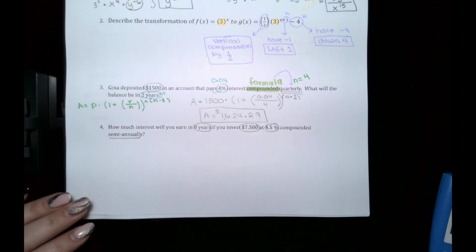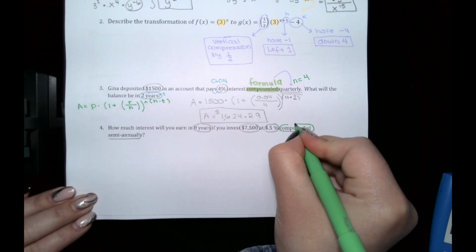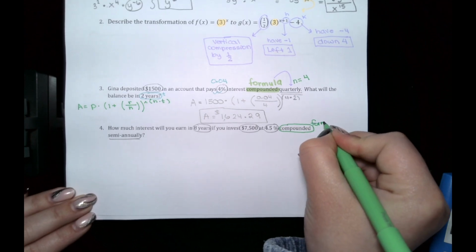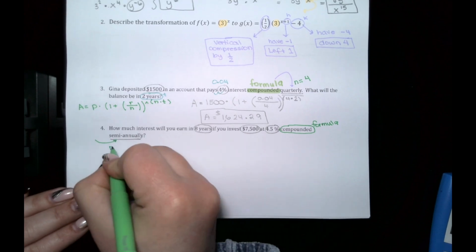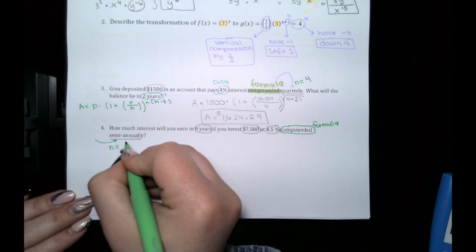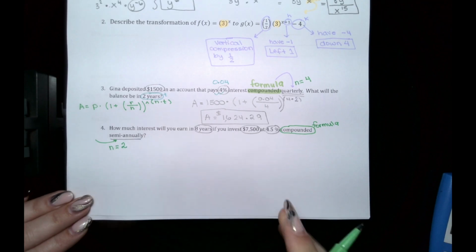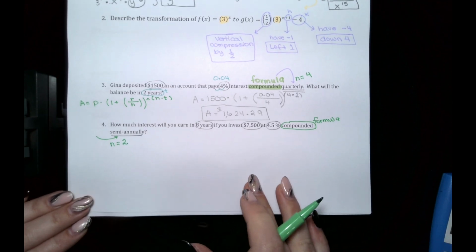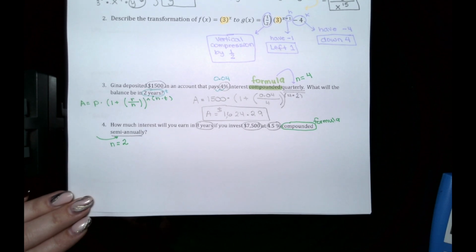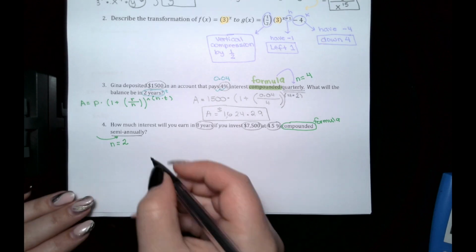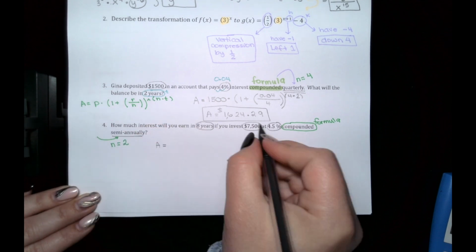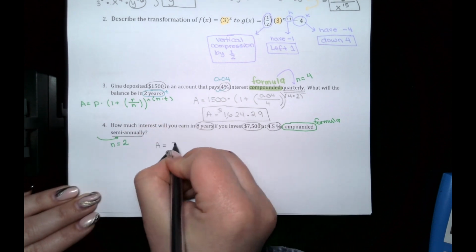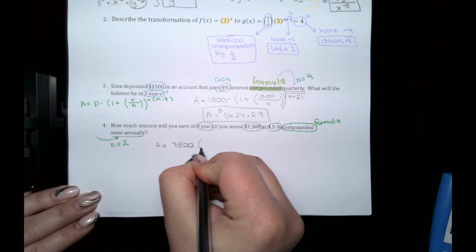Okay, so take a look. We have the word compounded. That means we're going to use the compounding formula. Compounded formula means that the next word you have is your n value. Semi-annually means twice a year. Okay, so let's go ahead and start. We have our formula. I'm not going to write out our formula. I'm just going to start plugging in information. We have $7,500 that we are investing.